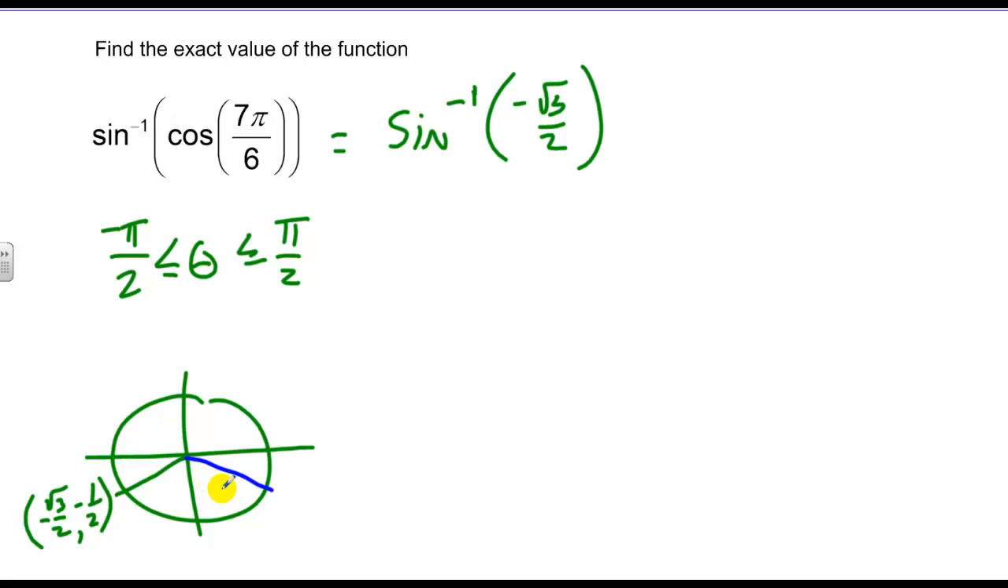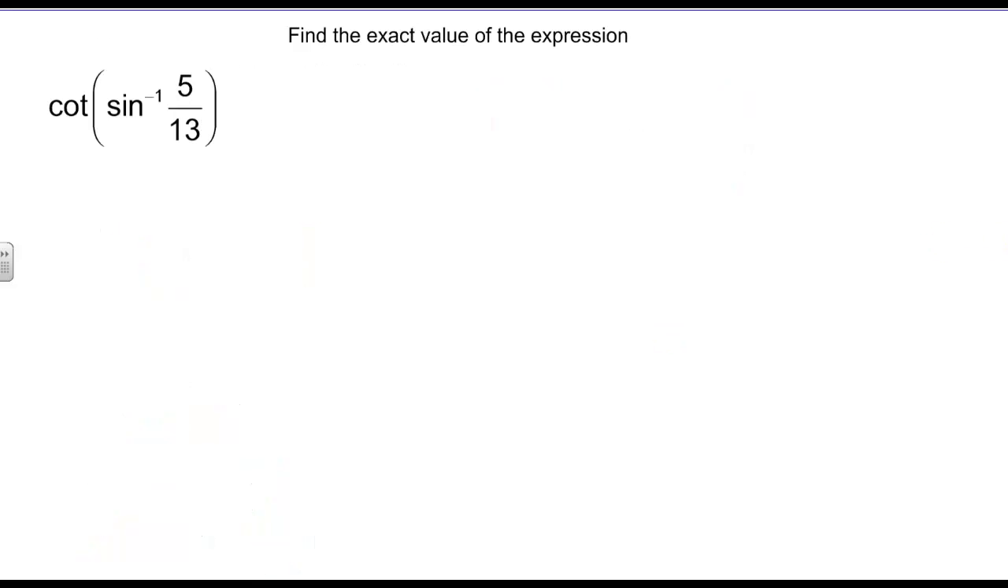But here's the change in this case. Notice I'm finding an inverse sine now instead of an inverse cosine. So rather than having an x value, I need my y value to be -√3 over 2 in the fourth quadrant. Where is the y value -√3 over 2 in the fourth quadrant? That's at -pi over 3. So that was a little change to the problem. Just know what you're trying to find, x's or y's.